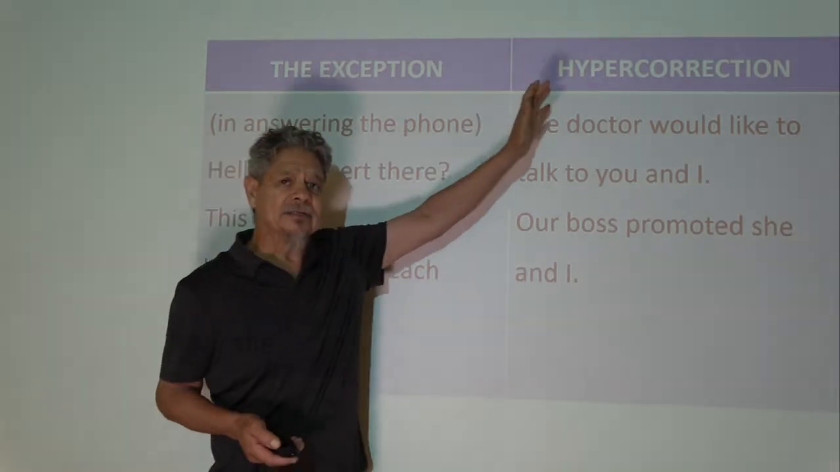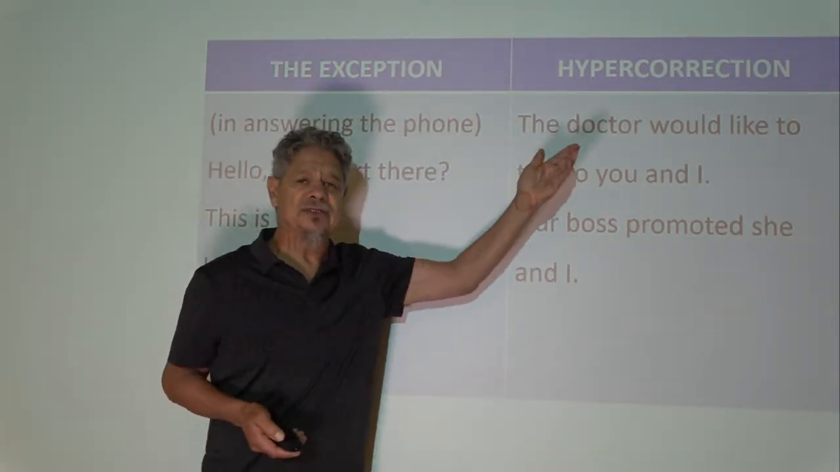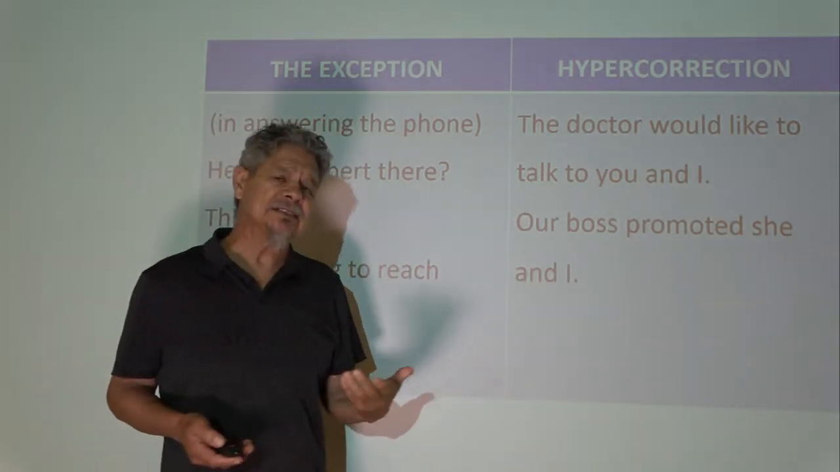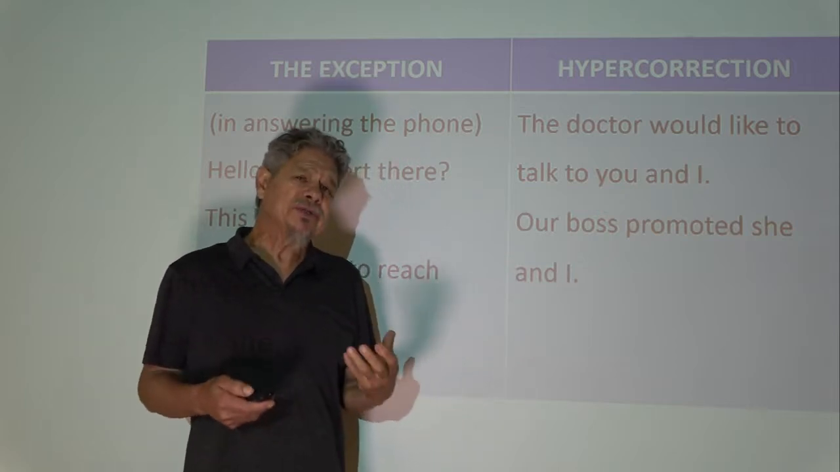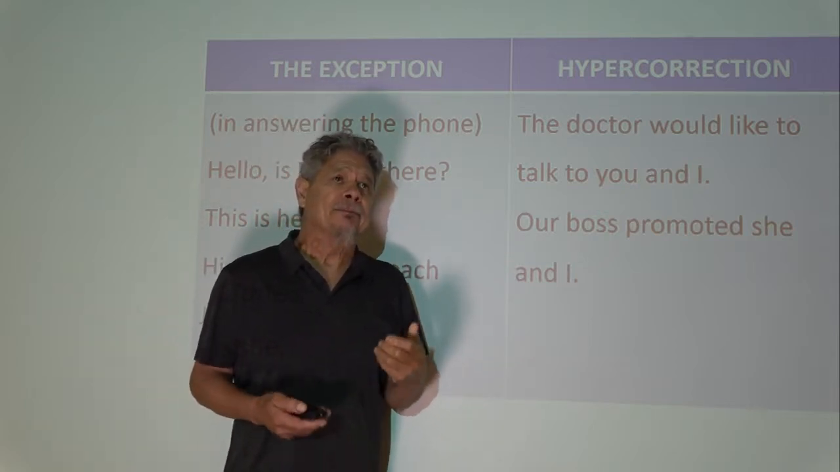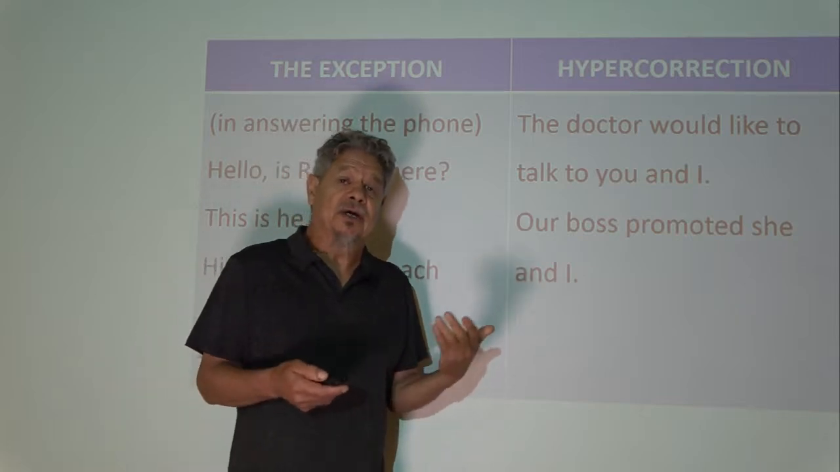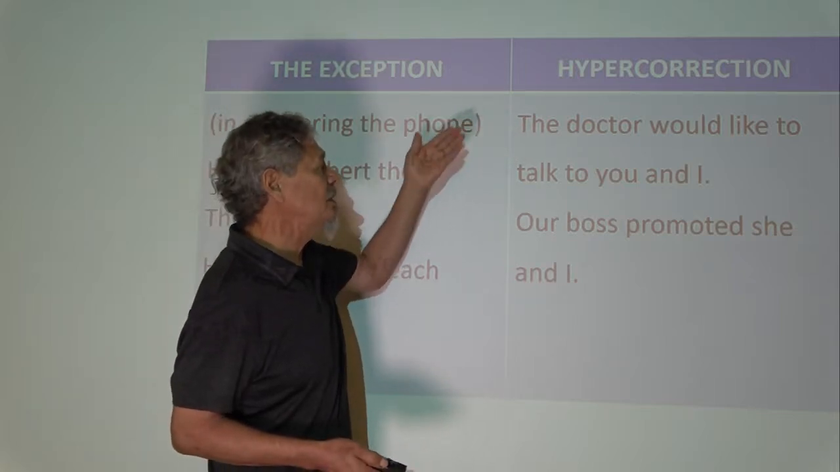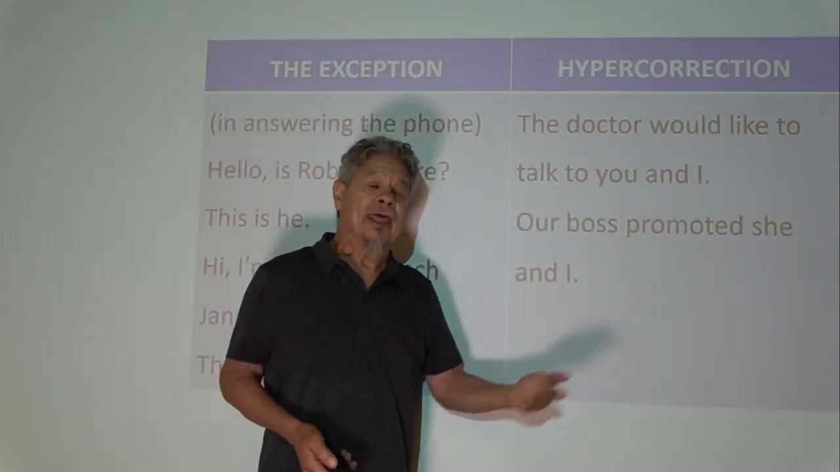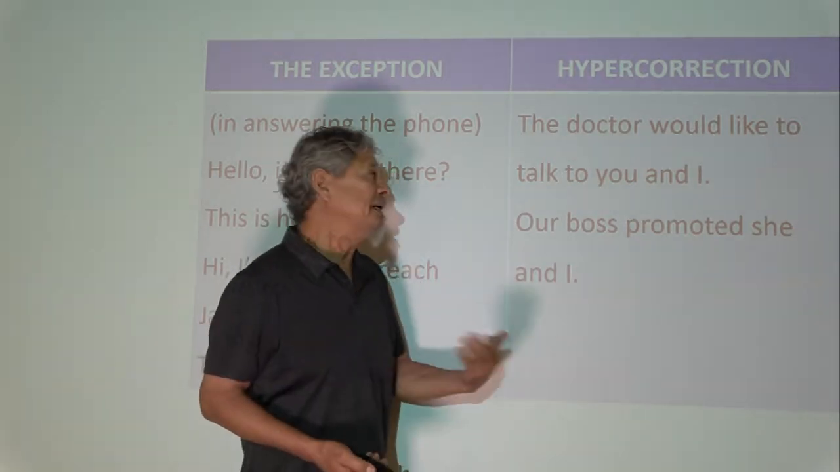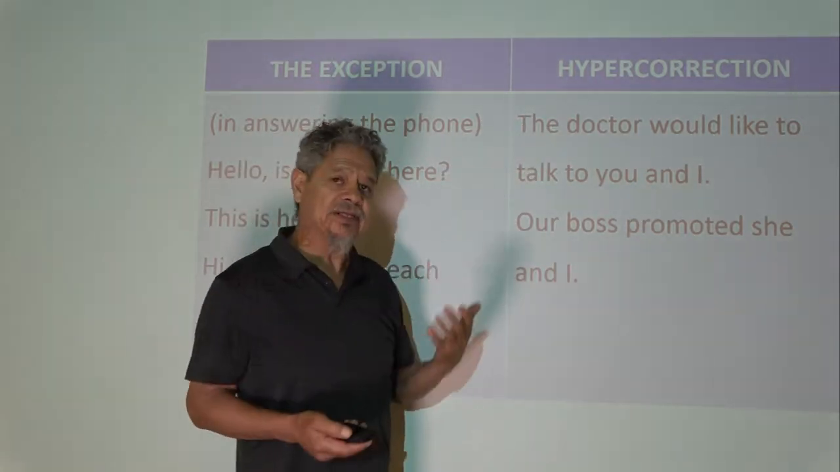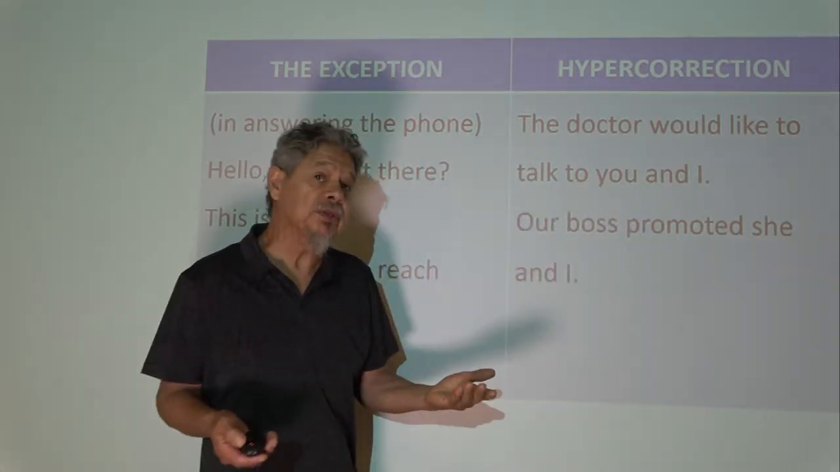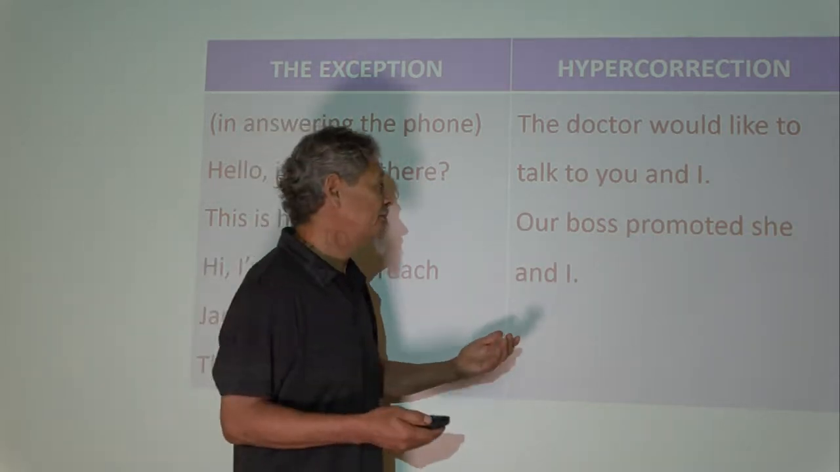There's another instance that I'd like to show you which is not correct. We call it hypercorrection. That is when individuals want to use subject pronouns because they want to appear as using correct English or correct grammar. And so somebody might say, the doctor would like to talk to you and I. And it's actually not correct, because the correct thing would be to say, the doctor would like to talk to you and me. And there's nothing wrong with using me. That is the correct form.